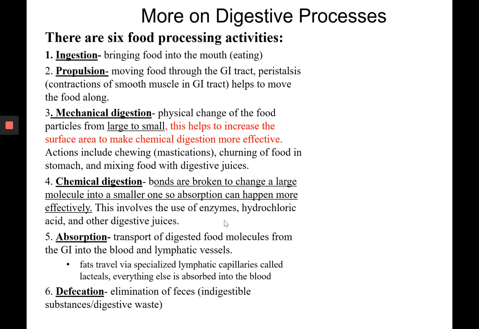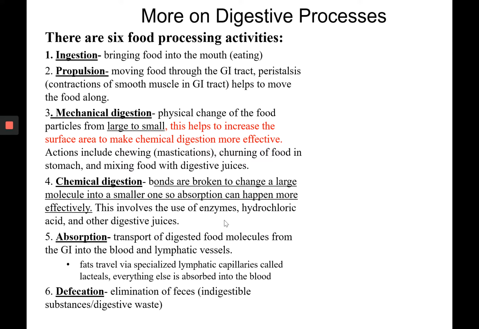So, more information on those digestive processes. Ingestion, you can know that as eating. Propulsion is moving food through the digestive tract or GI tract. Mechanical digestion is for increasing the surface area of molecules by tearing them apart. This increased surface area provides more space for enzymes to act and break down these larger subunits even further. Chemical digestion occurs when bonds are broken, so they are catabolic reactions.